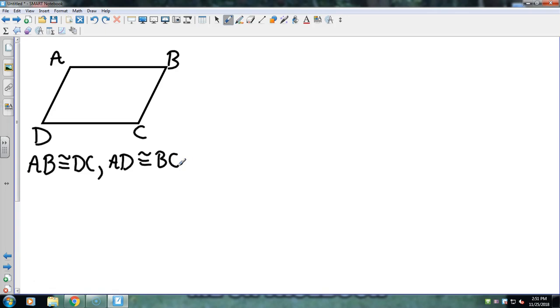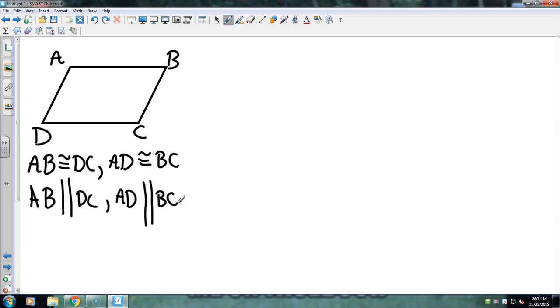So in the next one, I'm going to have AB is parallel to DC, and AD is parallel to BC. So different kinds of markings you'll see. Obviously the congruent marks, and to show that they're parallel, the little triangles will be on there. And that should take care of it.